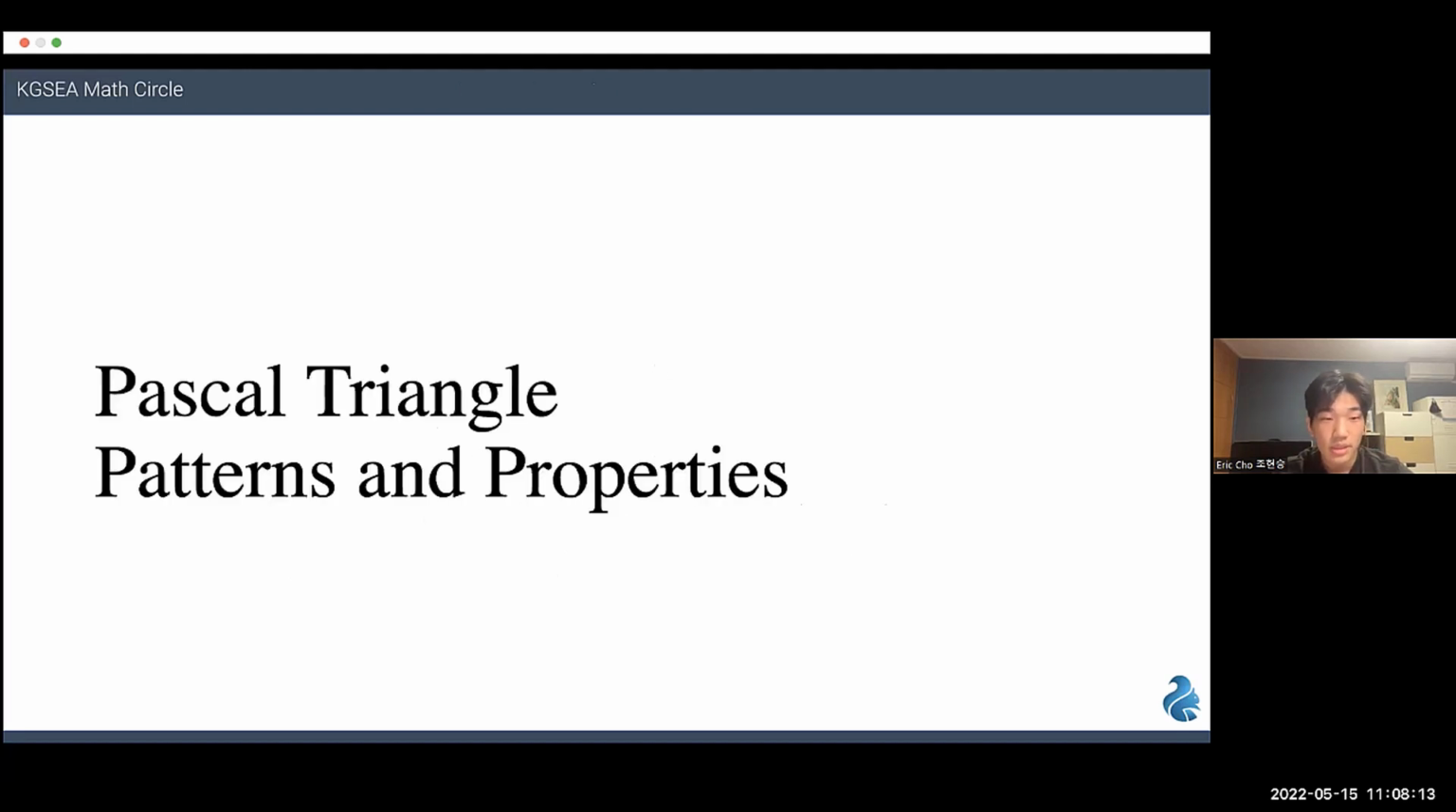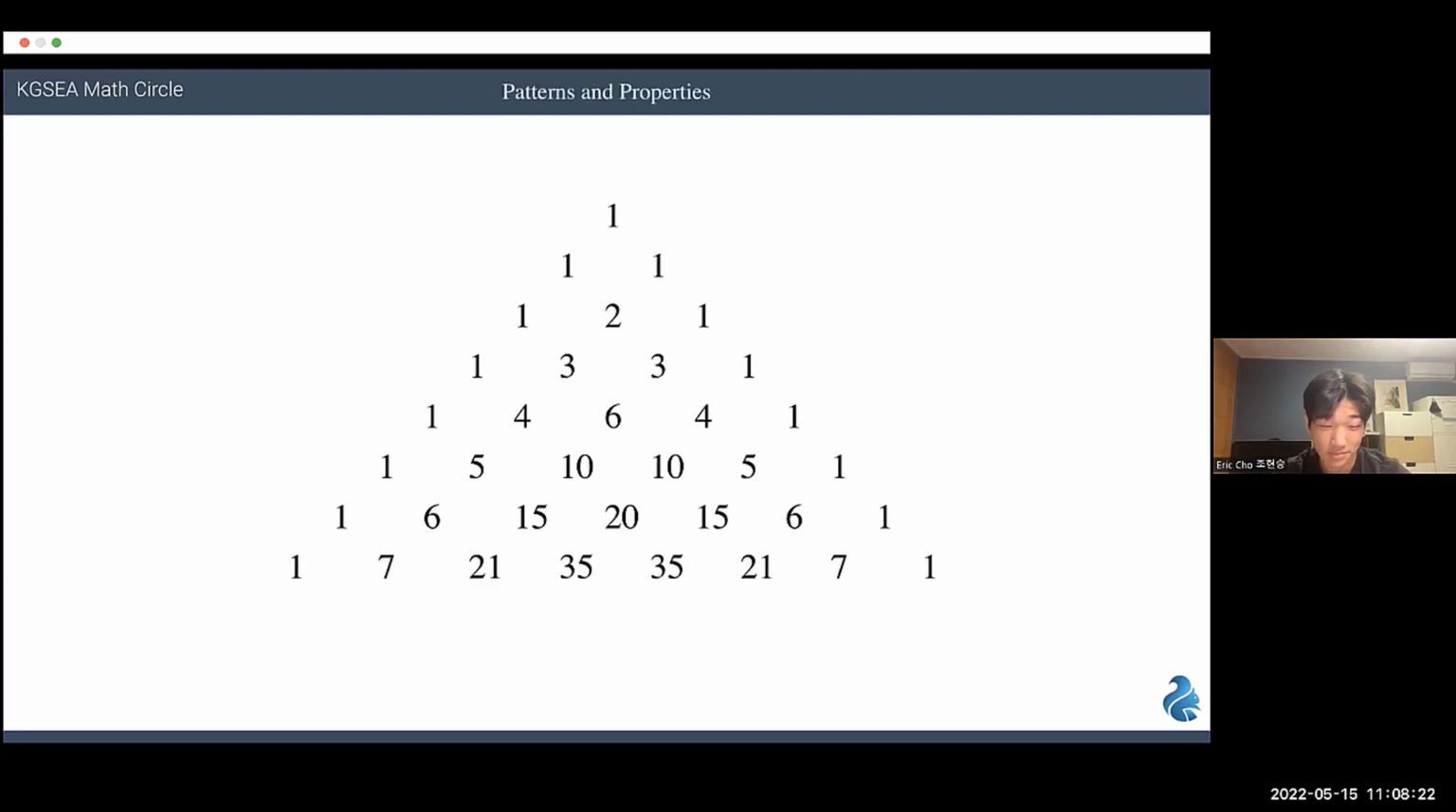Now I'll be going into the Pascal triangle's patterns and properties. There are many patterns that are hidden in the Pascal triangle. Some patterns that you can notice right away are that the diagonals right next to the diagonals of 1 are diagonals of consecutive natural numbers.